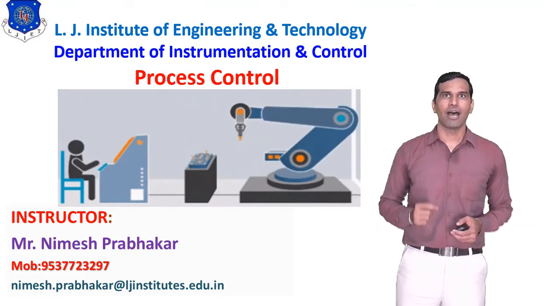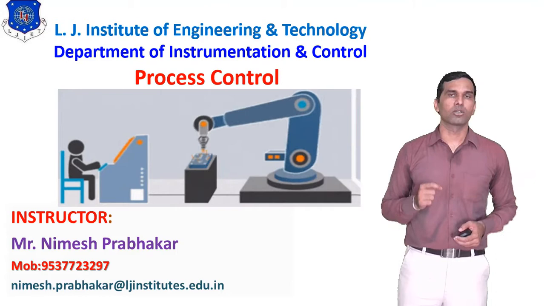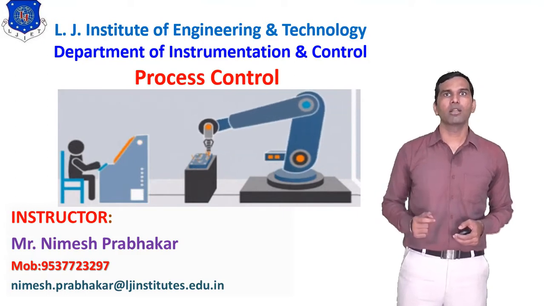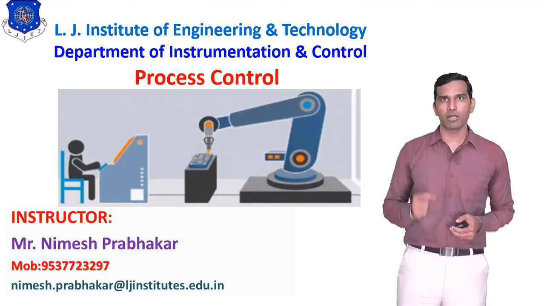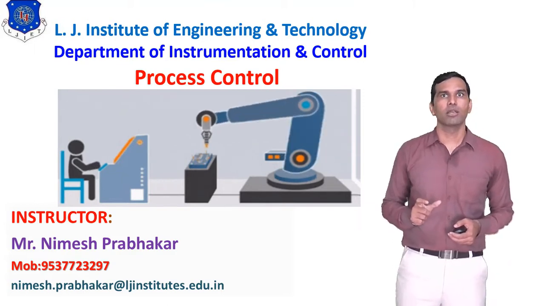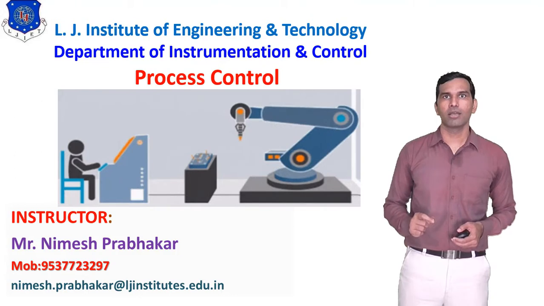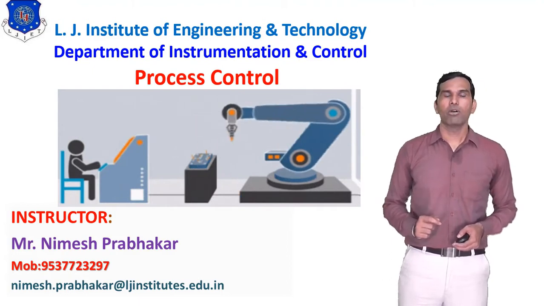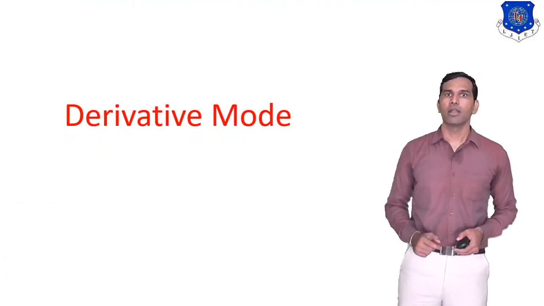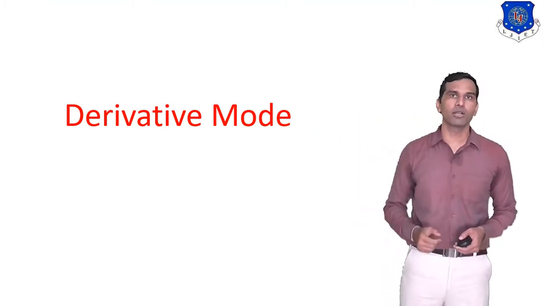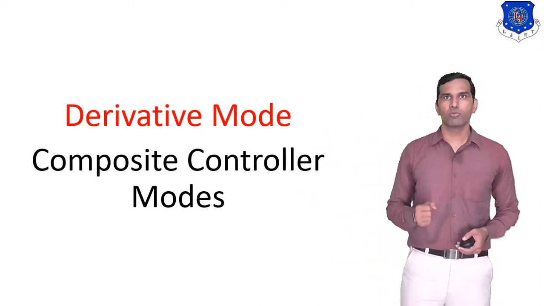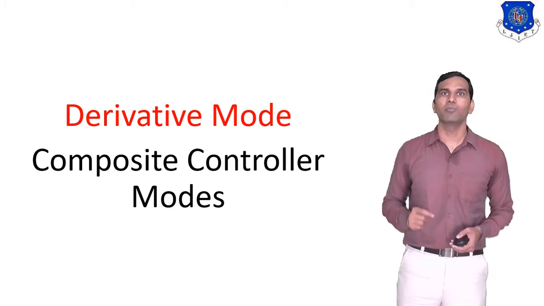In my previous lecture, I started the basic analog controller. In that lecture, we understood what an analog controller is and discussed the on-off controller, that means the two-position controller. Then we discussed the P controller and I controller, that is proportional and integral controllers. Now in this lecture we discuss the derivative mode controller, that means the derivative controller. Then we discuss the composite controller modes, that means the PI, PD and PID controllers.